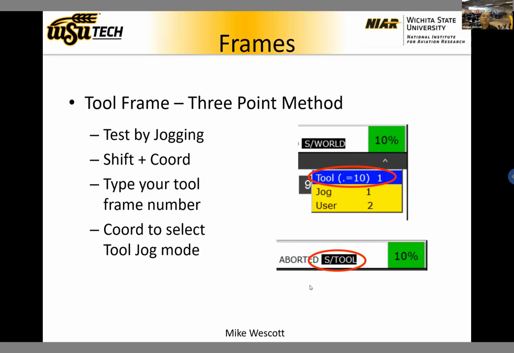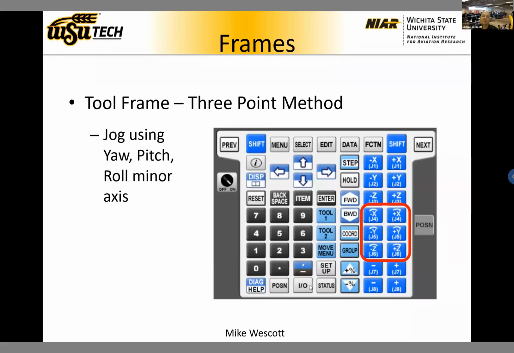So again, you'll hit shift plus coordinate to access the jog menu. Then you'll type in the tool number you want, and then you'll hit the coordinate button by itself to access the tool jog method. And then you'll use these X, Y, and Z with the arc neuron over the top of them. Those are your yaw, pitch, and roll buttons to jog it. Obviously, you got to hold the dead man and the shift key to be able to jog it.